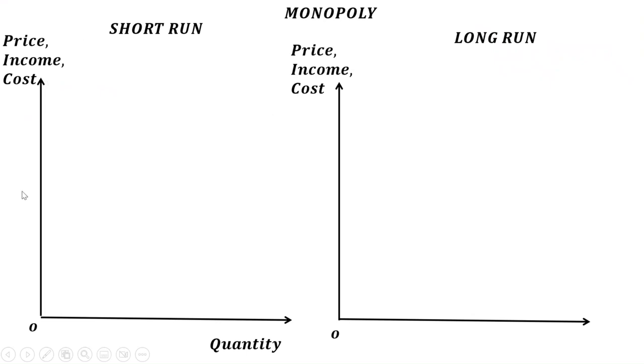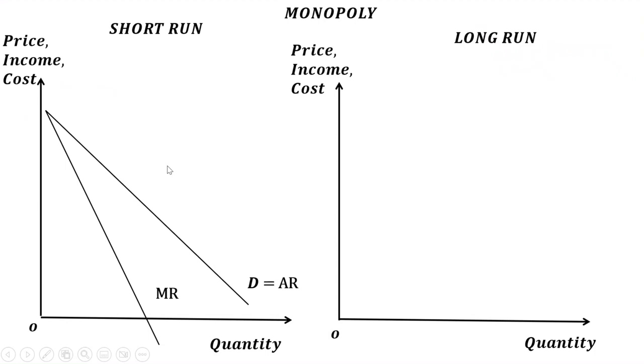Again, we draw the axis, vertical and horizontal, and we label our axis. Vertical axis: price, income, cost. Horizontal axis: quantity, point of origin, again in a long run. Now let's draw the curves. Now, when we look at monopoly, what type of product does the monopolist sell? The product is unique with no close substitutes.